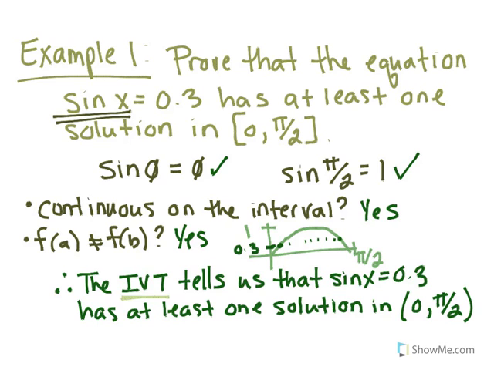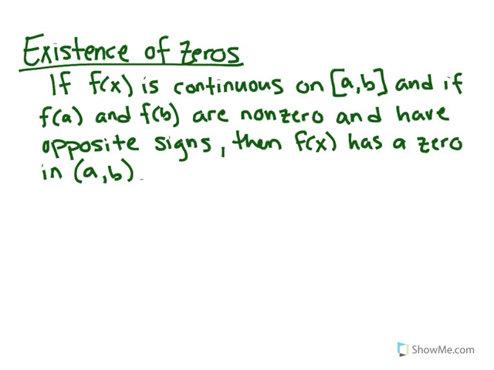So this actually leads us into another important point that we want to talk about, and that is the existence of zeros. So basically, if f of x is continuous on our interval, and we have two y values, f of a and f of b, that are non-zero and they have different signs, then f of x has a 0 in ab. If you take a look at a picture, this is actually very simple to see.